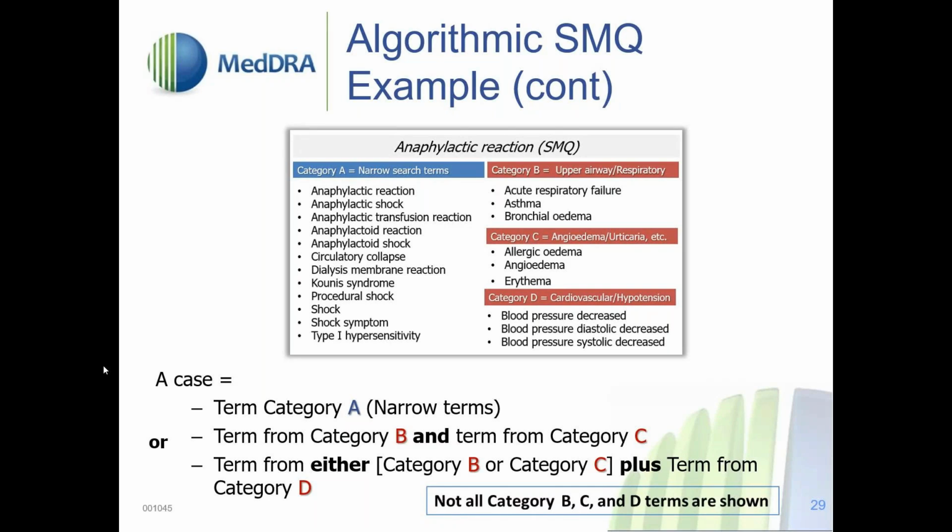And the algorithm is applied in a way that you always take all the category A, the narrow terms, or a case where a term from category B and a term from category C is included, or a case where either a term of category B or category C plus a term of category D is included. And let's look at the next slide.